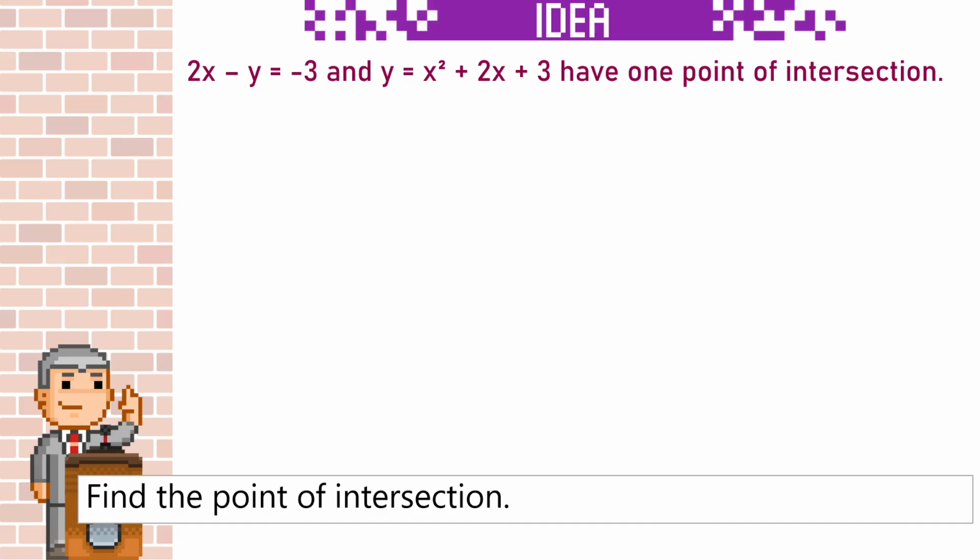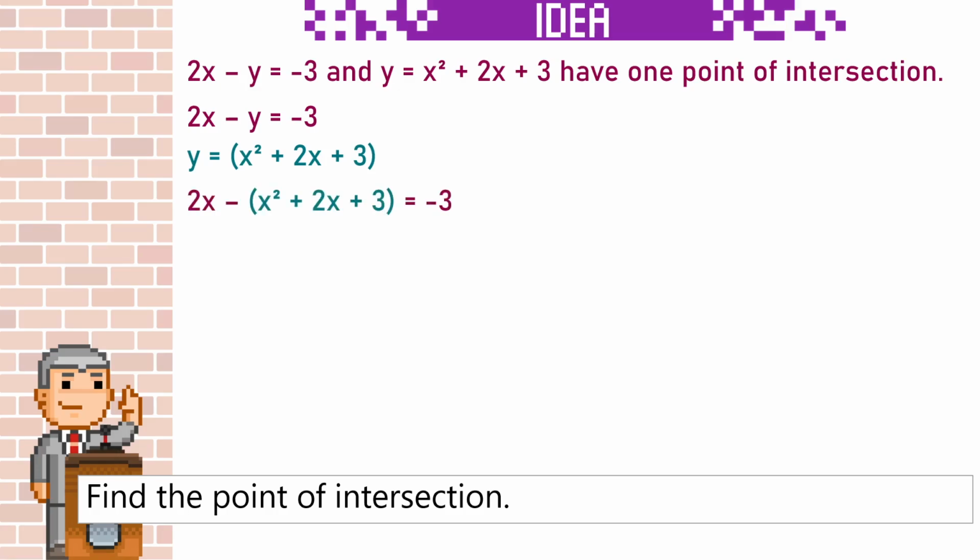We start by substituting the second equation into the first. So we've got a linear equation and we've got a quadratic equation, and we've got our quadratic equation equals y. So we're going to substitute in where it says y in the linear equation, this bracket that I've created. Then we need to subtract everything in the bracket because it's got a minus outside the bracket. And then we need to collect the like terms.